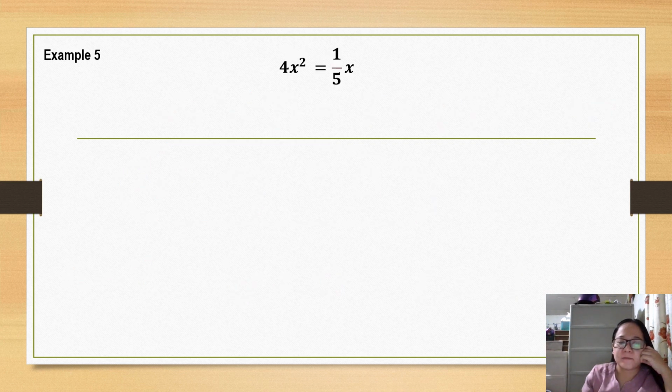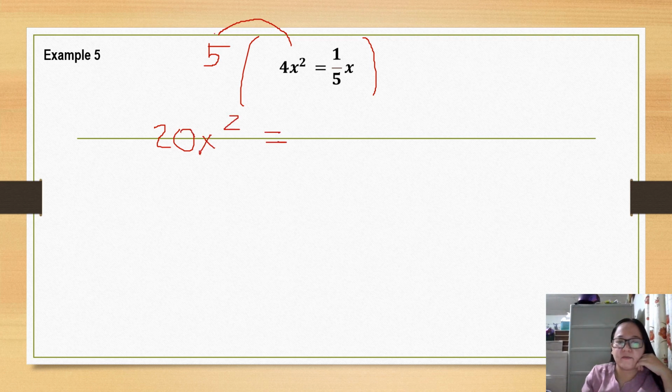Let's have another one. 4x squared is equal to 1/5 x. So first we must get rid of the denominator 5. To get rid of the denominator 5, we multiply the entire equation by 5. 5 times 4x squared, we have 20x squared is equal to 5 times 1/5 x. We get 5 times 1, 5 divided by 5, 1. So 1x, or simply x. So we now have 20x squared is equal to x.